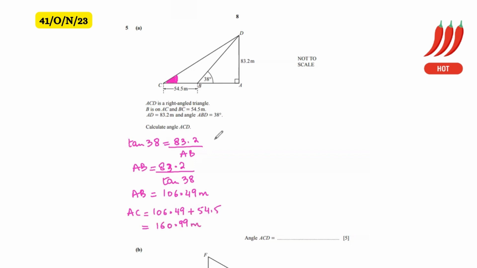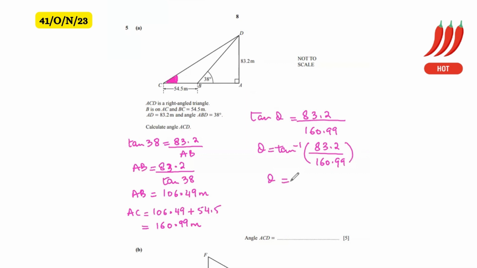So to find this angle, we'll use tan again because we have the opposite and the adjacent now. So tan theta would be 83.2 divided by 160.99. So let's take the tan inverse of this fraction. And that is going to give us a value of 27.3 degrees. That's your answer.